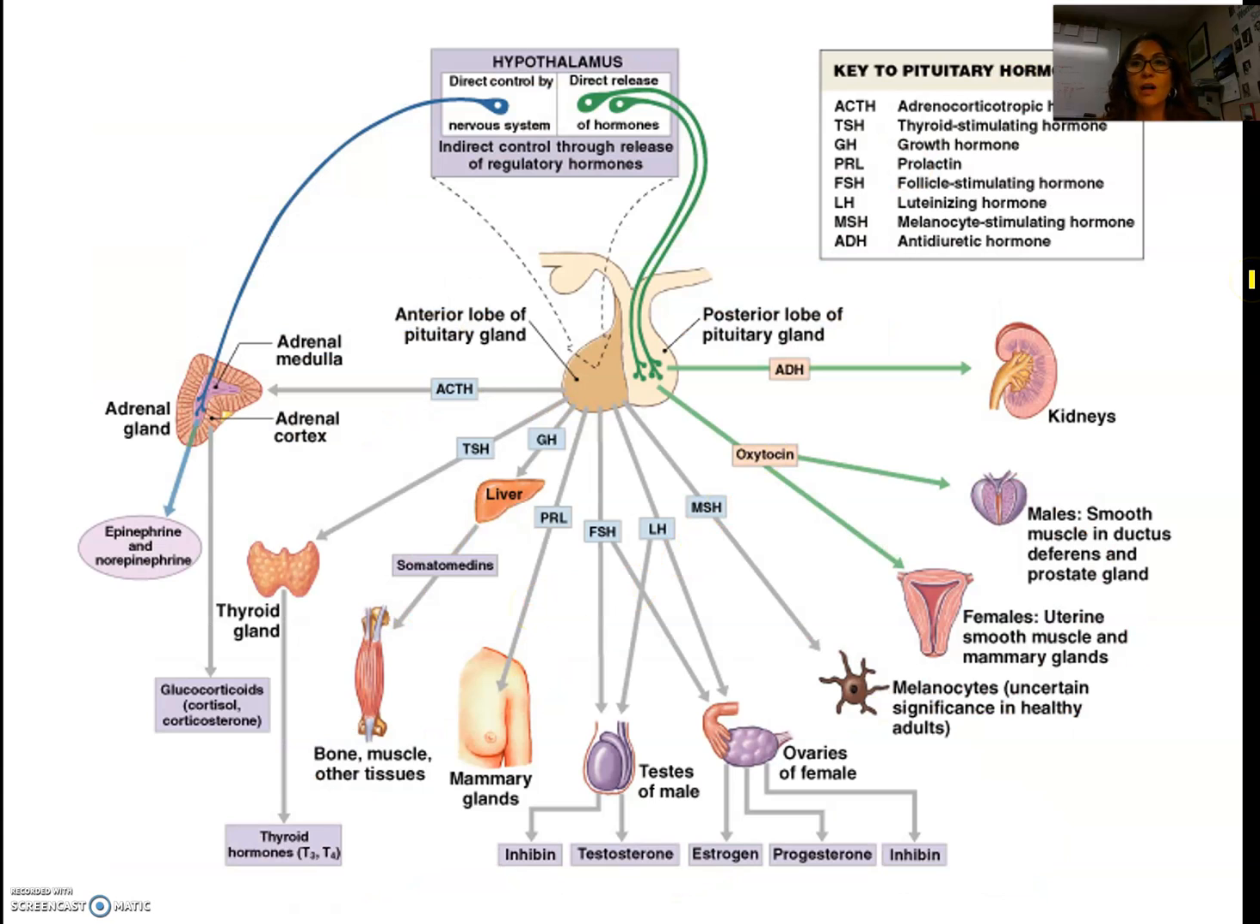So here's an example of regulatory mechanisms using specific hormones from the anterior or posterior pituitary and what the control is going to be. Hypothalamus, direct control by the nervous system. And then over here, direct release of hormones, and I'm sorry, that was anterior. This is the posterior, direct release of hormones into the bloodstream, which is regulating the kidneys, smooth muscles in the vas deferens, and so forth. Oxytocin in females for contraction of smooth muscle in the uterine muscles, or in mammary tissue.